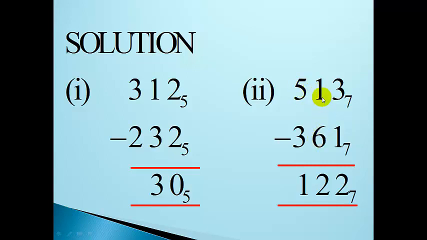Now when we take 6 from 8, the answer is 2. Now take note that we've already taken 1 from the 5, so we are left with 4. When we take 3 from 4, the answer is 1. So we have 122 base 7.